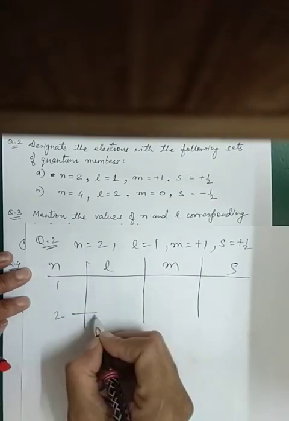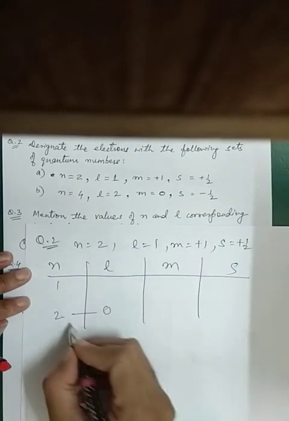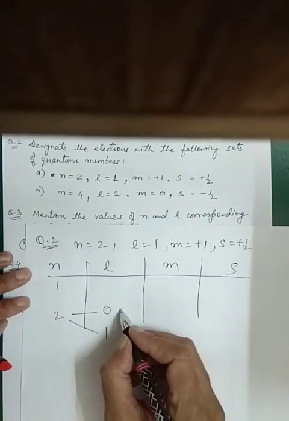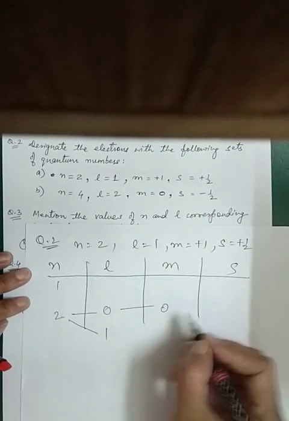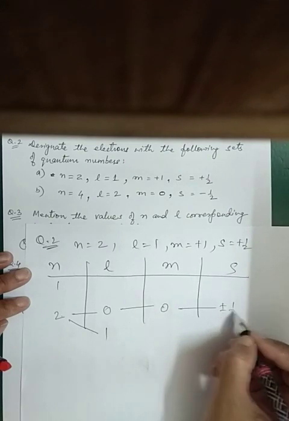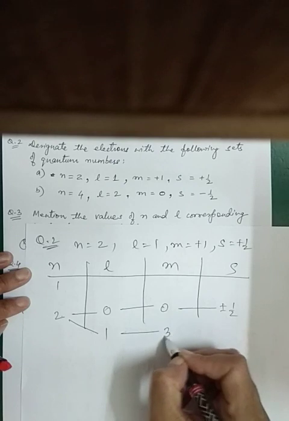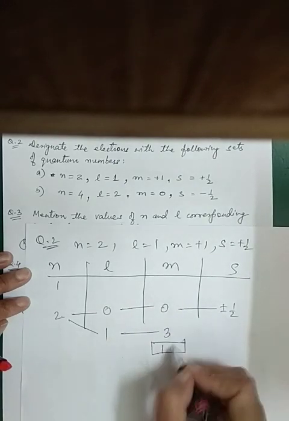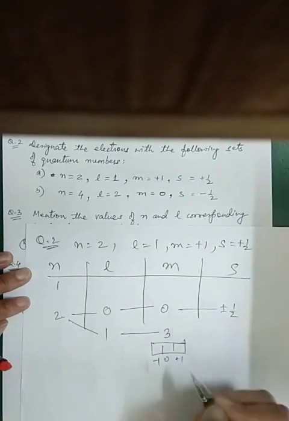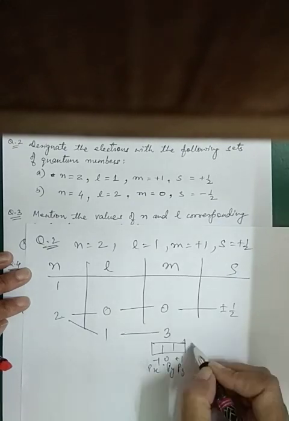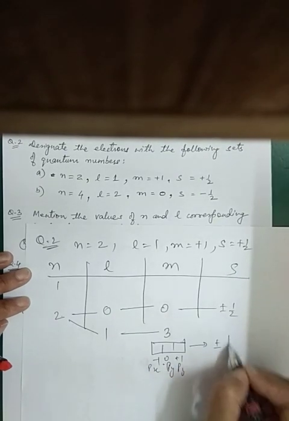Then for this one, L is equal to 0 and 1, that is 0 to n minus 1. And over here, 0 can be of 1 value, and this is plus minus half. And 1 can be of 2L plus 1, means 3 values, which is 0, plus 1 and minus 1, px, py and pz, and each one of them will be plus minus half.